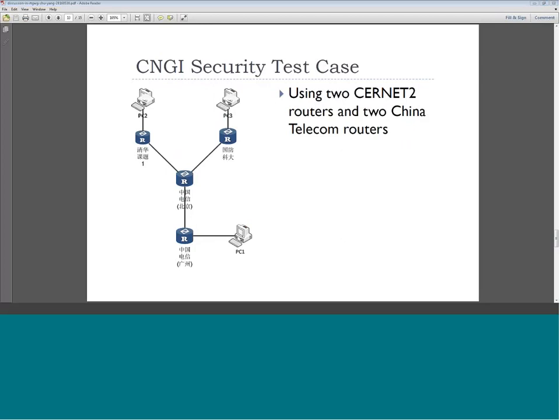Yeah, it's correct. Okay. And SNET2 is using 2 SNET2 routers and 2 China Telecom routers to test the security case. Next slide, please.